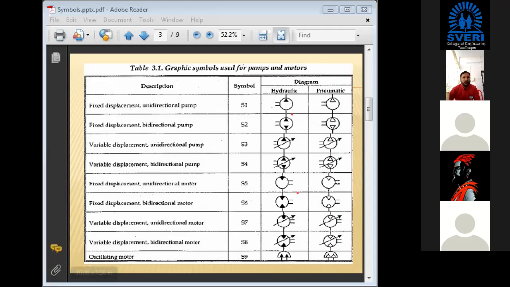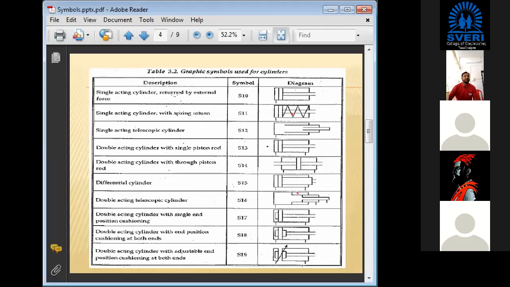Okay, now we'll go to the next one. See, in this slide I am going to explain the graphical symbols which are used for the cylinder. Now I will give 2 minutes to see your screen, and see what the difference is. Just read, then I will explain.